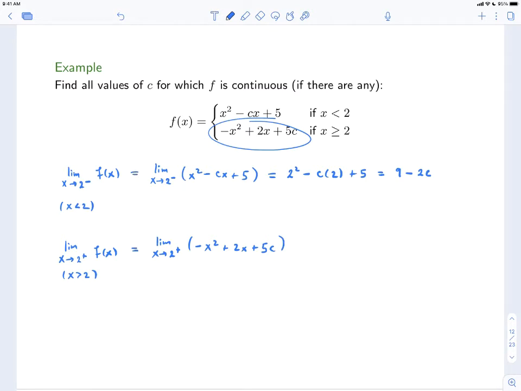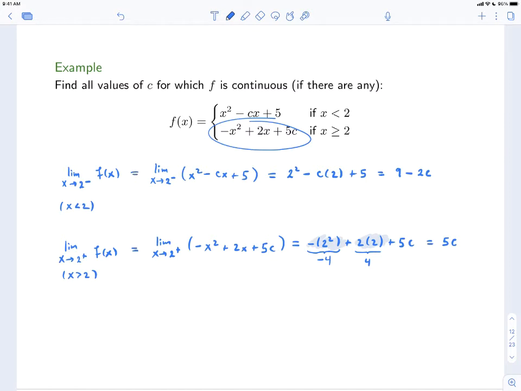Once again, we're looking at a polynomial, so we can just use the substitution rule. We just plug in x equals 2. So it's minus 2 squared plus 2 times 2 plus 5 times c. 2 times 2 is 4, and 2 squared is also 4, so this with a minus in front is negative 4. Negative 4 plus 4, those two will cancel, and you'll just be left with 5c. So this term cancels with that term.